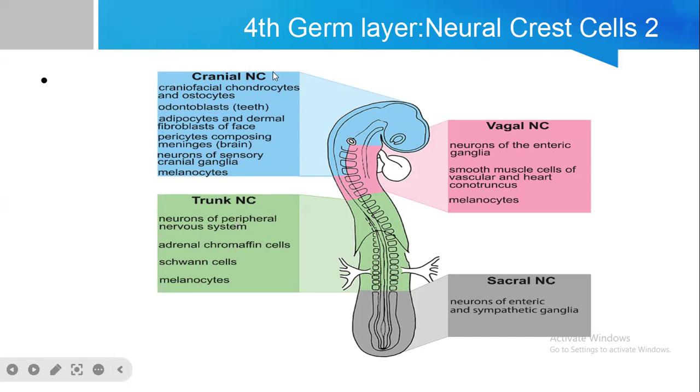Then cranial neural crest cells are the ones that form structures in the head and neck. For example, we say the craniofacial skeleton, and also odontoblasts when you do development of the teeth. They're also going to come from your cranial neural crest cells, right? Then sacral neural crest cells help with formation of enteric and sympathetic ganglia, right?